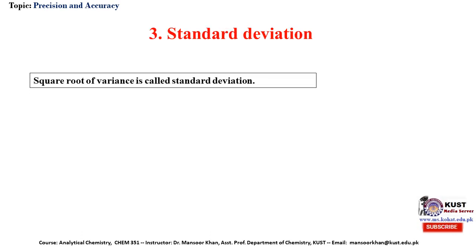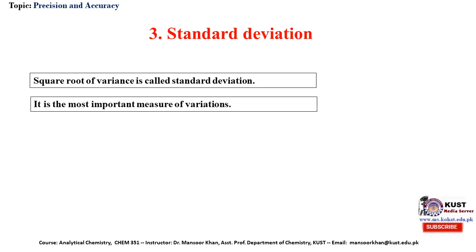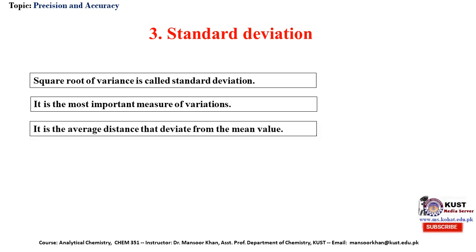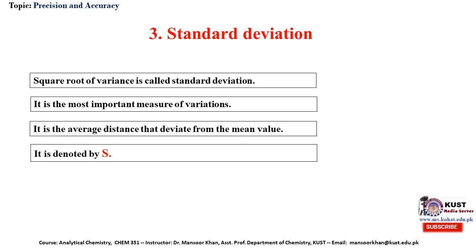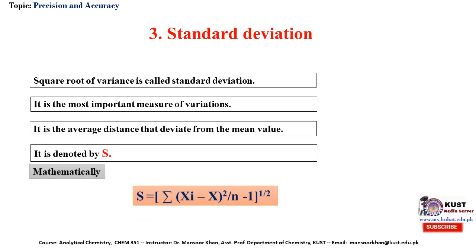The third and the most important one is standard deviation. Standard deviation is the square root of variance. It is the most important measure of variation. It is the average distance that data deviates from the mean value. It is denoted by S. Mathematically, it is equal to the square root of summation (xi minus x̄) whole squared divided by n minus 1.